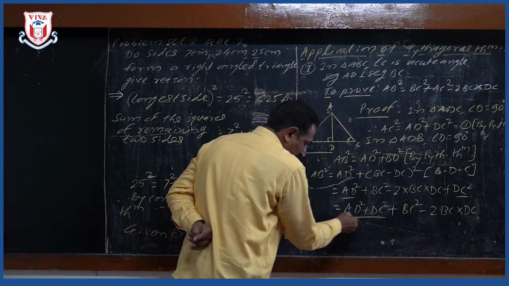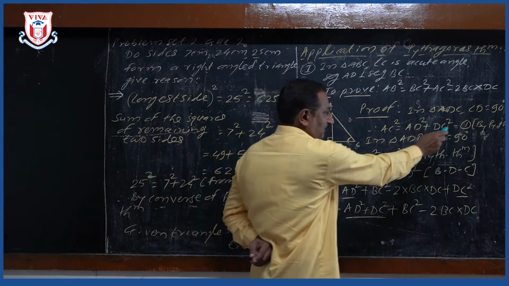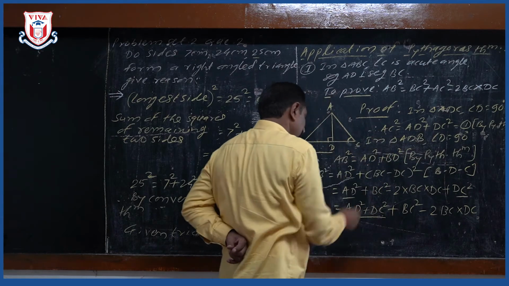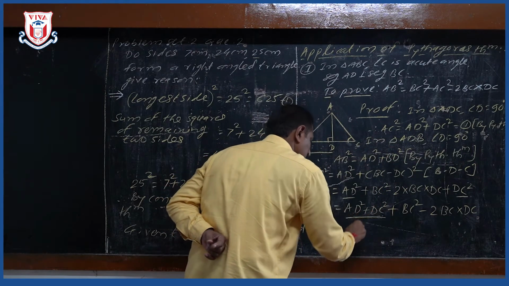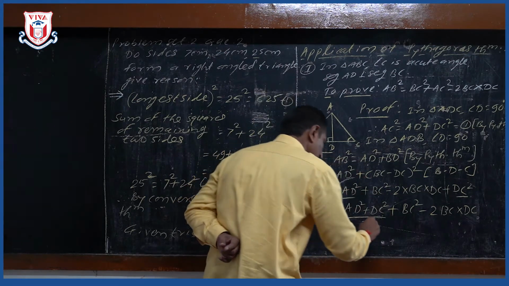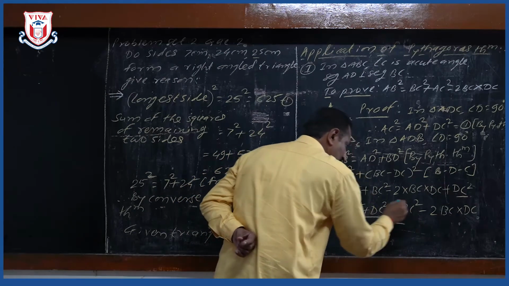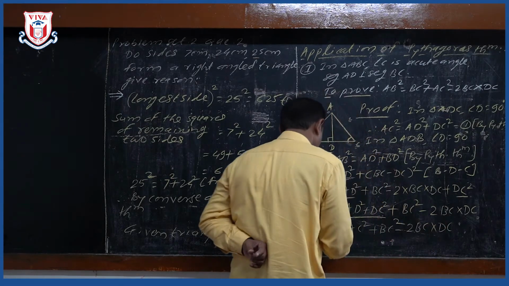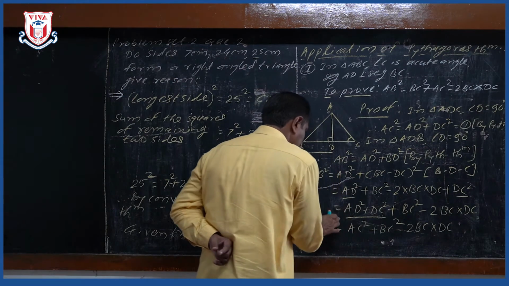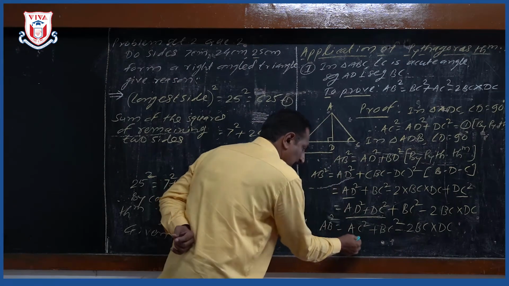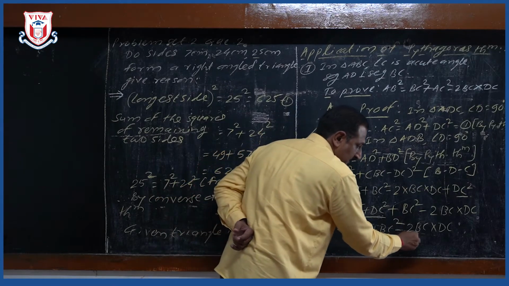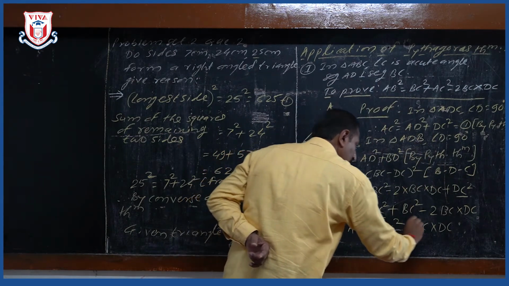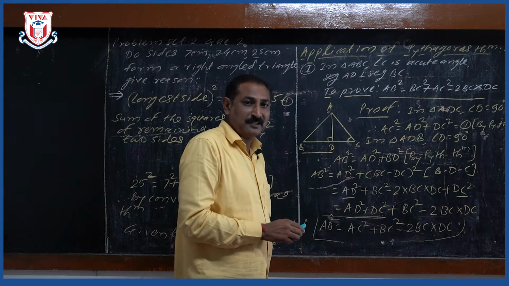Now, this value of AD square plus DC square in equation first is equal to AC square. Therefore, instead of this AD square plus DC square, I write here AC square plus BC square minus 2BC into DC. AB square is equal to AC square plus BC square minus 2BC into DC. Hence, the first application of Pythagoras theorem is proved.